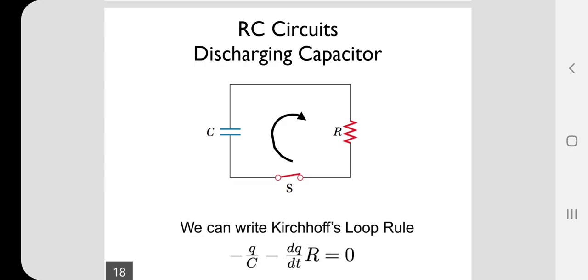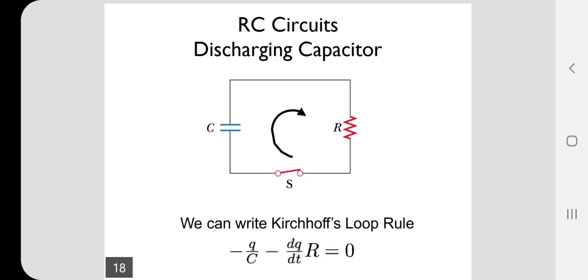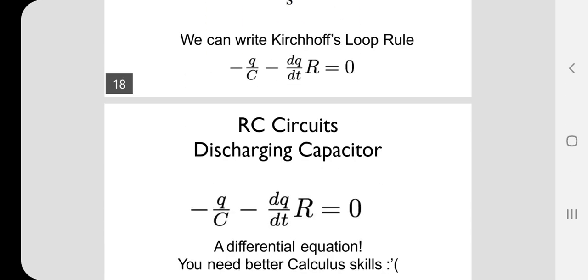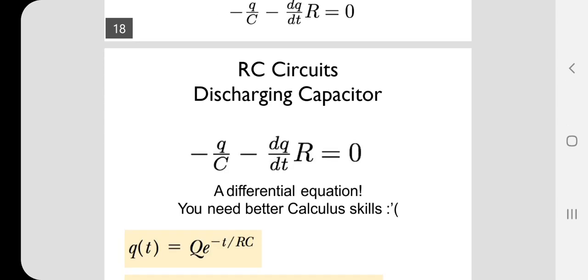Again applying Kirchhoff's loop rule, instead of I you say dq by dt. Therefore minus q by C minus dq by dt into R is equal to 0. This is a first order equation, which we already know. The time constant is RC. Now for the differential equation, you need to apply calculus skills. So dq by dt is equal to minus q by RC.